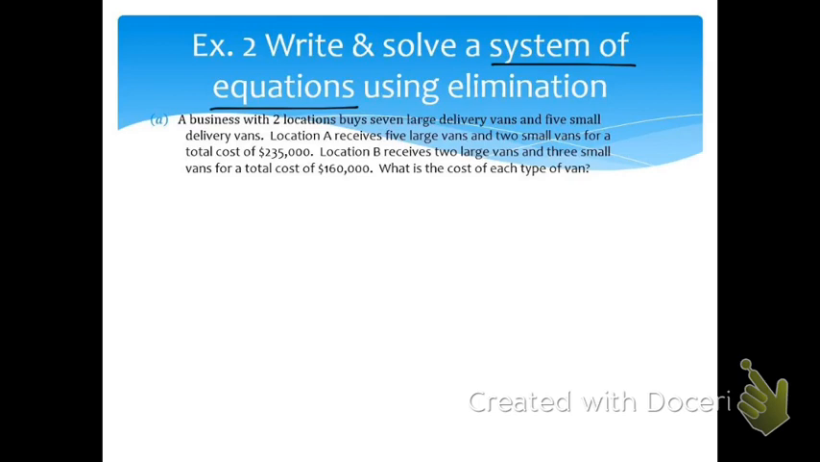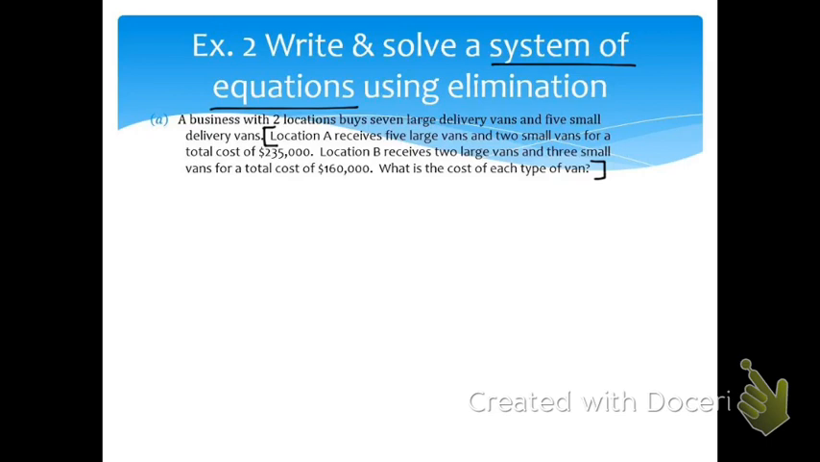Now, let's read the problem through before we mark anything. It says, a business with 2 locations buys 7 large delivery vans and 5 small delivery vans. Now, typically at this point, I've already circled the 7 and the 5, and I've already underlined the large and the small. However, we're talking about 2 locations. So the problems are actually going to come once the word problem starts talking about location A. Now you'll also notice the question says, what is the cost of each type of van? So our final answer this time is not going to be written as an ordered pair because we're not going to be graphing anything. Okay, so let's read.